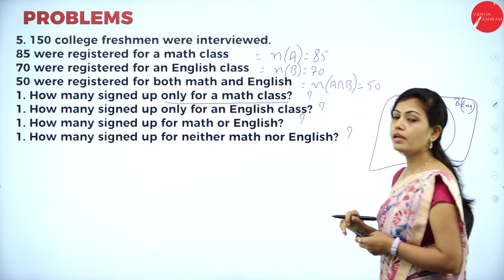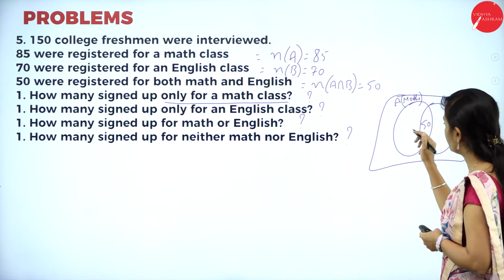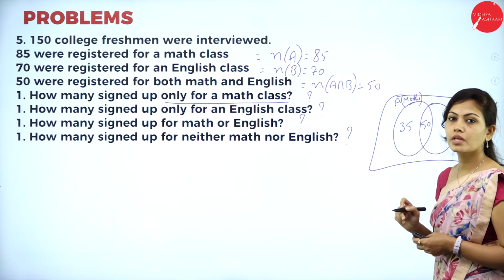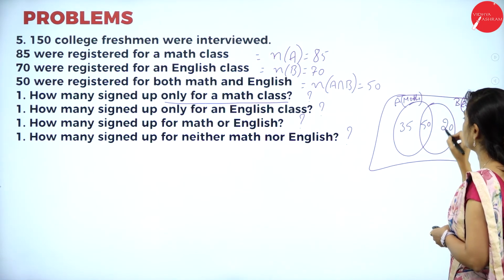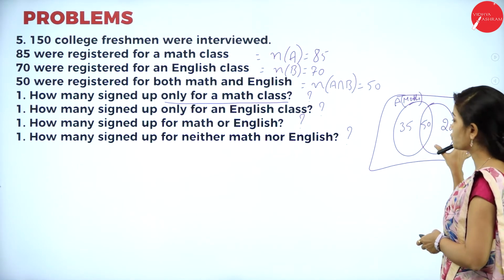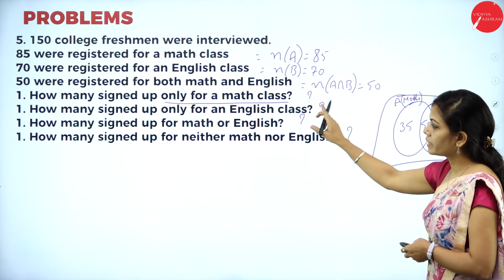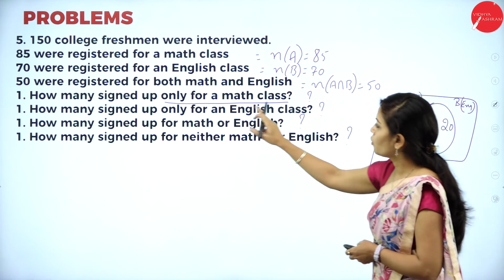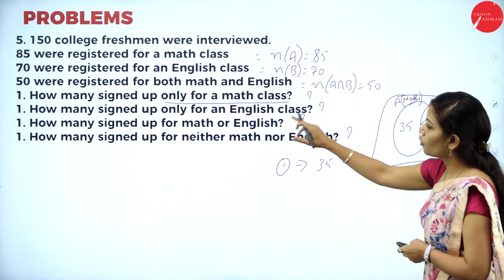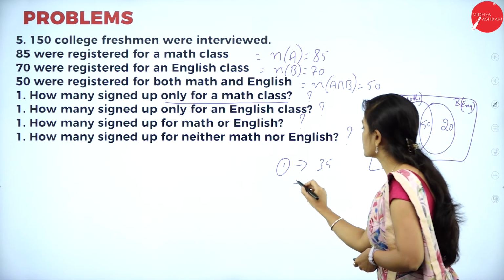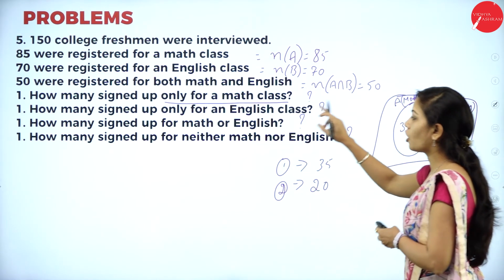And what is n(A)? n(A) is equal to 85. So 85 minus 50 is 35. And n(B) is equal to 70. 70 minus 50 is 20. So here you just cross check the number of students. How many students signed up only for maths? That is 35. How many signed up only for a math class? Question number 1, the answer is 35. And how many signed up only for an English class? That is 20 students.